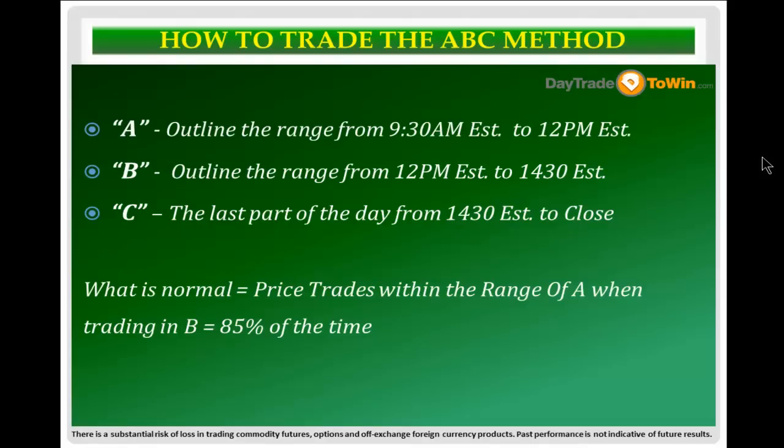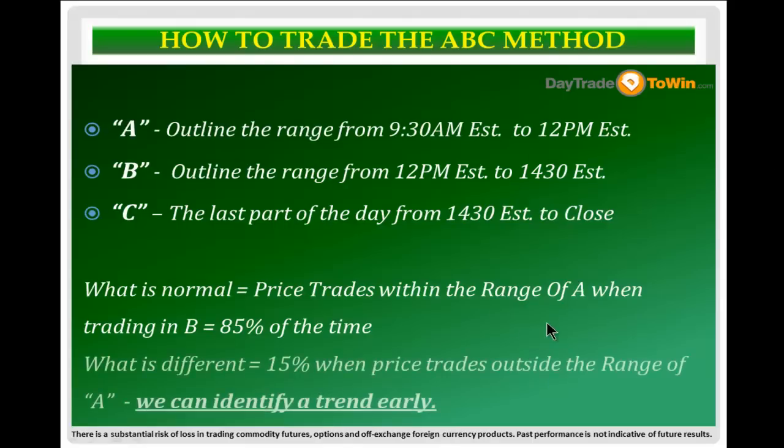Now, I'm going to show you specific examples of what I'm trying to explain here. But what is normal is that price trades within the range of A when trading in B about 85% of the time. This is what's normal. So when you look at the relationship of what happens in the A part of the day as compared to the B part of the day, what's normal is that the price ranges within the A part of the day about 85% of the time.